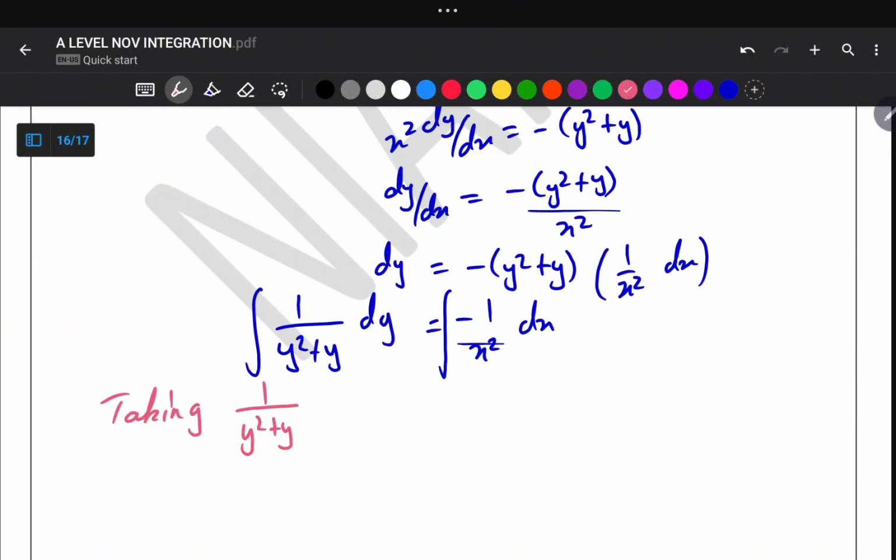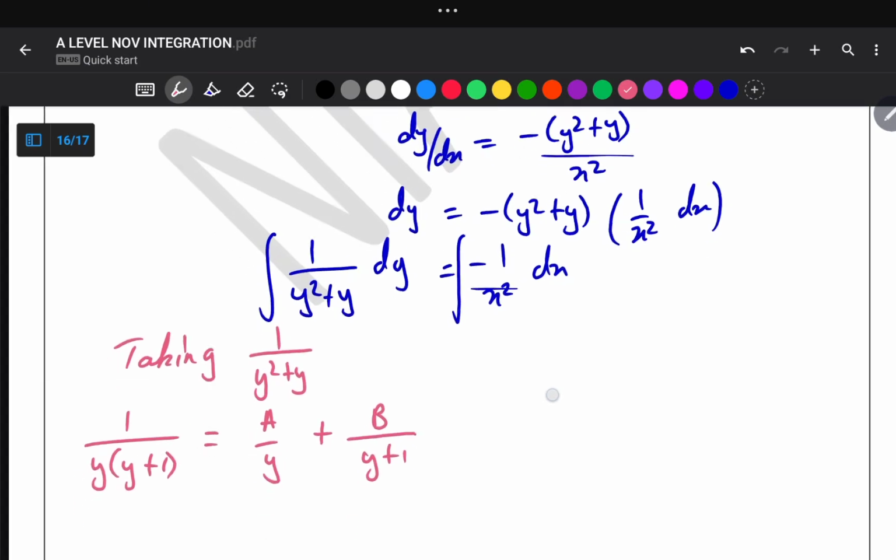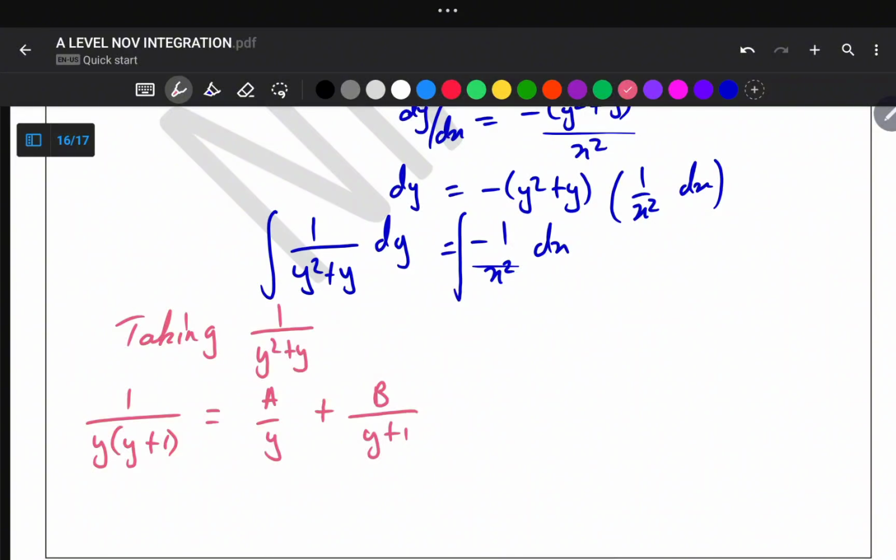On the denominator we can factor out y. So it is now 1 over y multiplied by y plus 1, which is equal to A over y plus B over y plus 1. If we multiply every term by y multiplied by y plus 1, we are going to get 1 being equal to A multiplied by y plus 1 plus B multiplied by y.